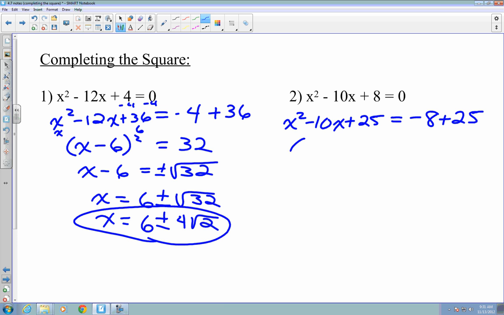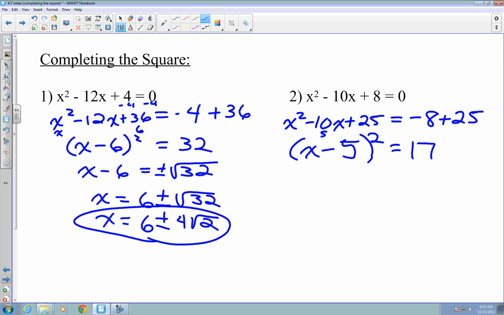So what is x squared minus 10x plus 25? Or factor here? 5. Half of 10 is 5. 5 squared is 25, so it's going to be a 5. Okay, negative 8 plus 25. You guys can do that one. 17.